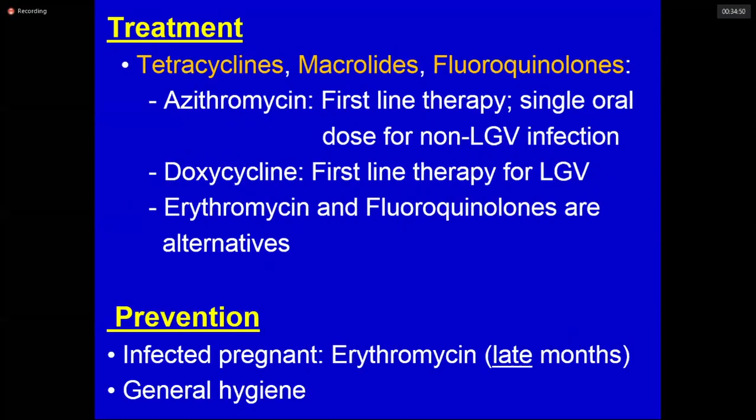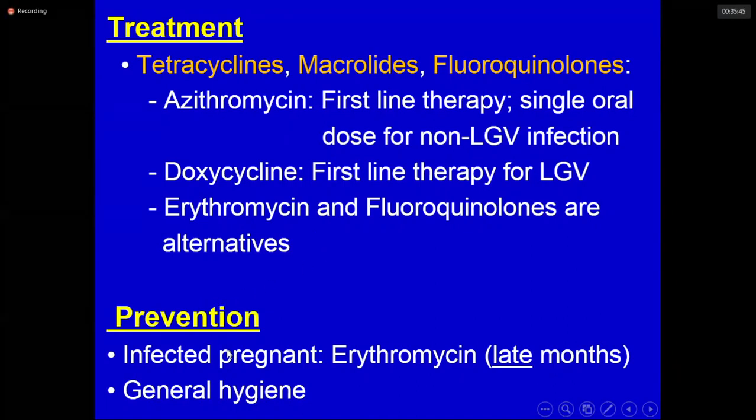Treatment: tetracycline, macrolides, and fluoroquinolones. Azithromycin is part of the macrolide first-line therapy, a single oral dose for non-lymphogranuloma venereum Chlamydia trachomatis infection. Doxycycline is first line for lymphogranuloma venereum. So azithromycin for non-lymphogranuloma venereum, and doxycycline for lymphogranuloma venereum. Erythromycin, the general one, and the fluoroquinolones are alternatives if you don't have azithromycin or doxycycline.